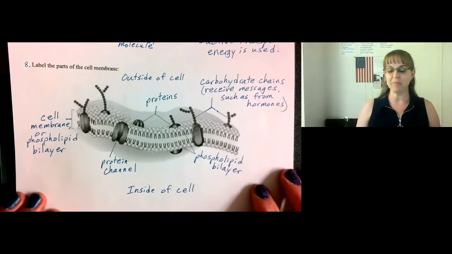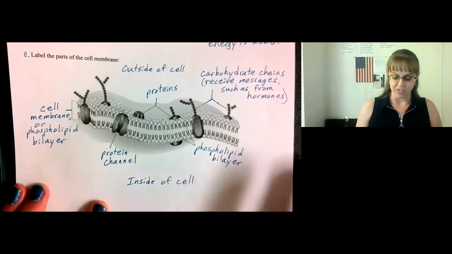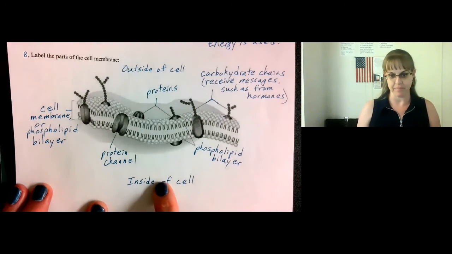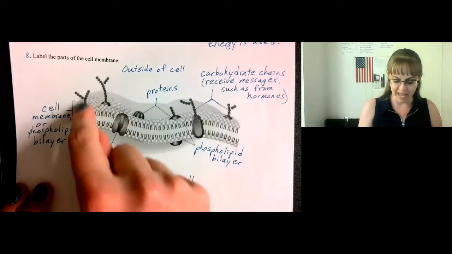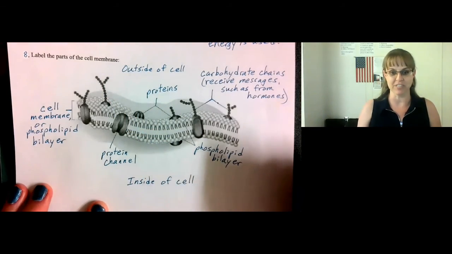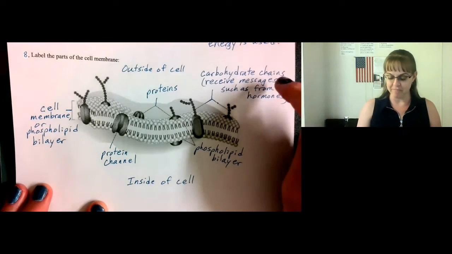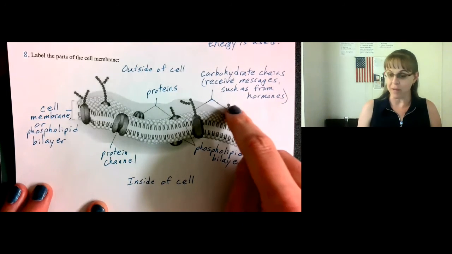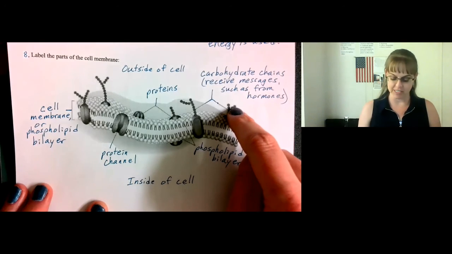Finally, let's label the parts of the cell membrane. So in this diagram, this is the outside of the cell and this is inside the cell. You can tell because these little carbohydrate chains are sticking out on the outside. Those are receptors, like little antennae. They receive messages, such as when a hormone goes through your bloodstream and gets to the cell, they can receive the message from that hormone telling the cell to become active or to slow down. And so these carbohydrate chains receive the messages.